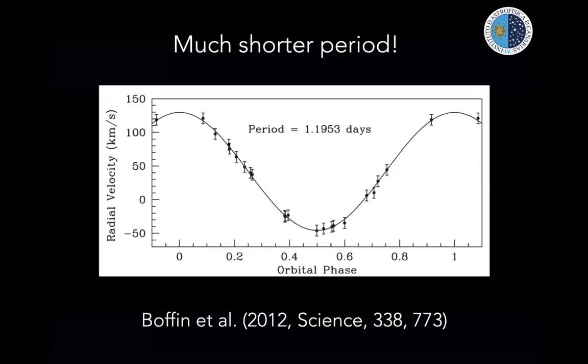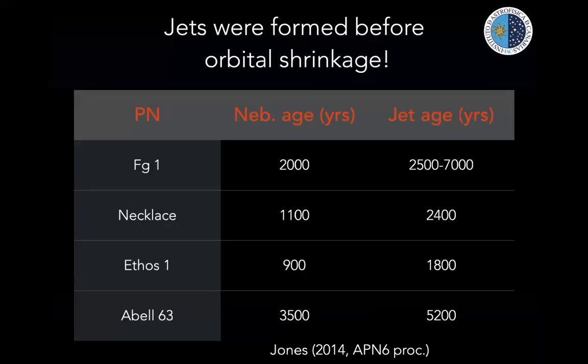And so this is telling us that the jets in this system came before the common envelope phase, before the orbit shrank. I told you that the common envelope phase acts to shrink the orbit. So we had some phase of mass transfer which produced the jets before the common envelope, and then subsequently the common envelope shrank the orbit. And this is supported again by the kinematical ages of the jets and of the central nebulae.